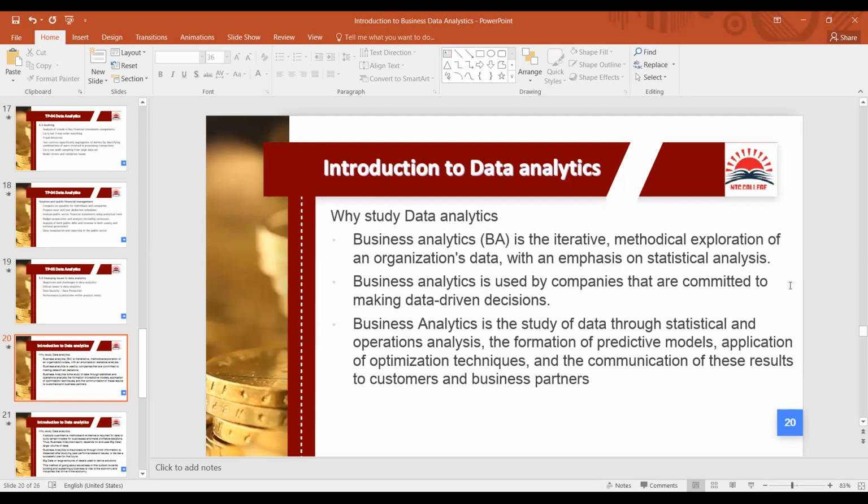Business analytics is the study of data through statistical and operational analysis, the formation of predictive models, application of optimization techniques, and the communication of the results to customers and business partners. It's important that the moment you apply the analytical tools to the same data, you come up with a model and you apply it. It's also important that you communicate the results to the customers or to the business partners.